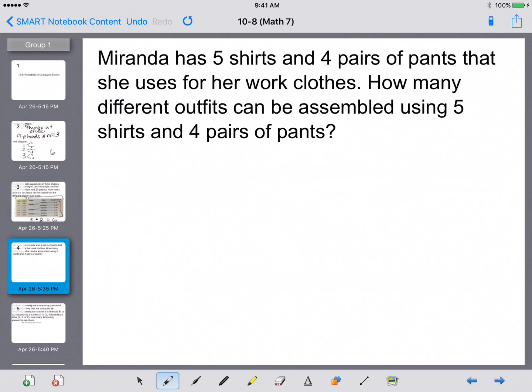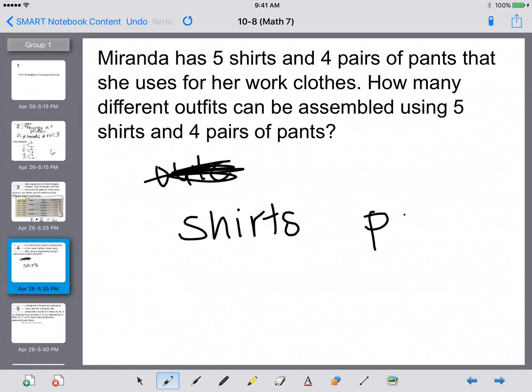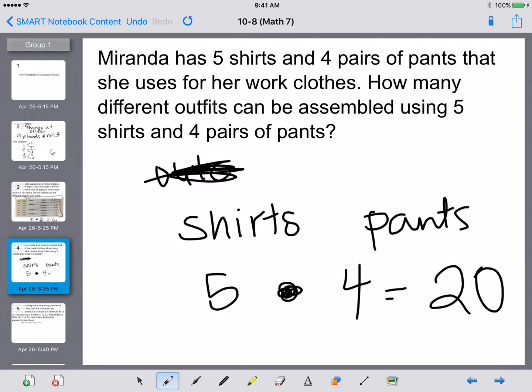Here, Miranda has 5 shirts and 4 pairs of pants that she uses for her work clothes. How many different outfits can be assembled using 5 shirts and 4 pairs of pants? I'm going to label it this way. She has shirts and she has pants. She has 5 shirts and 4 pants. To figure out the total number of outfits she can assemble, you multiply those together and get 20. So her total number of outfits is 20.